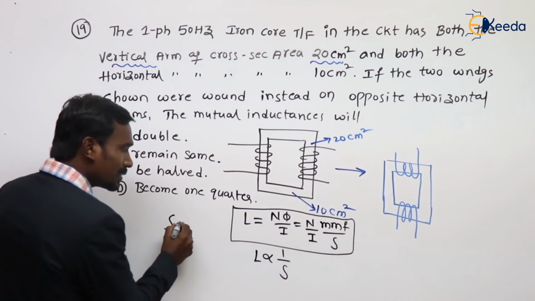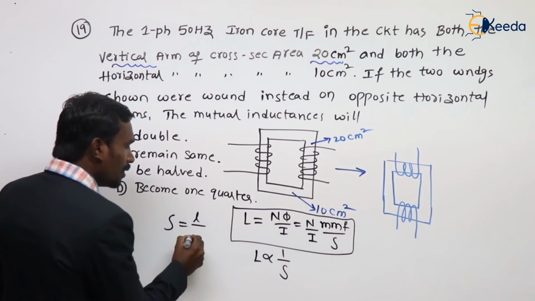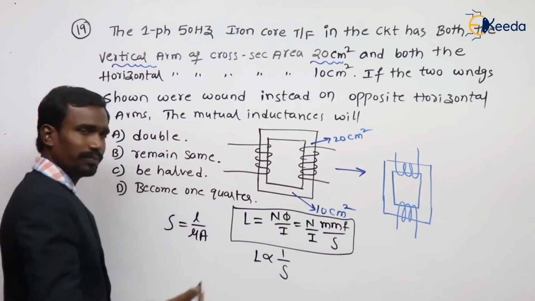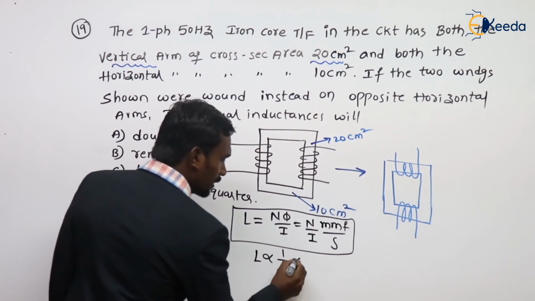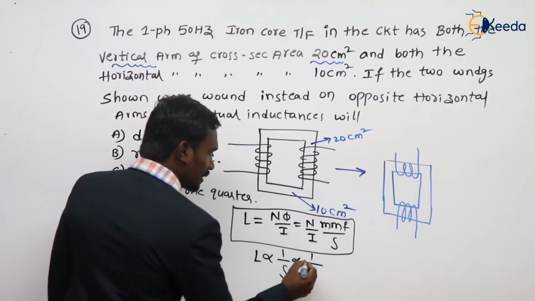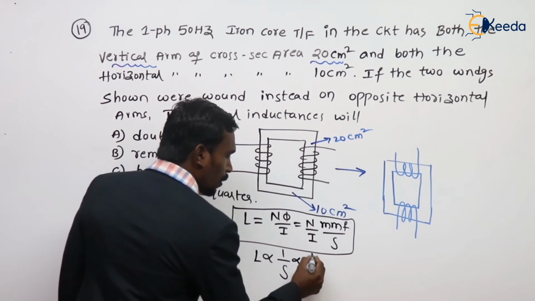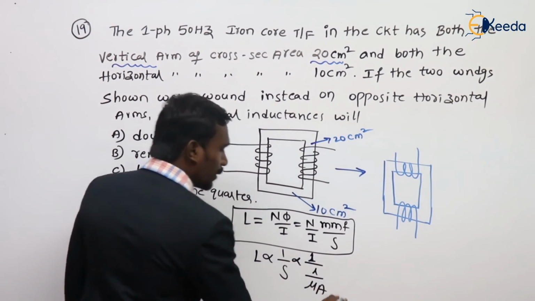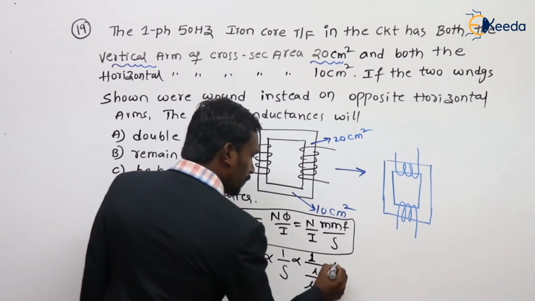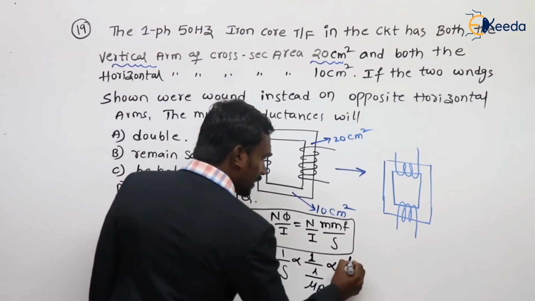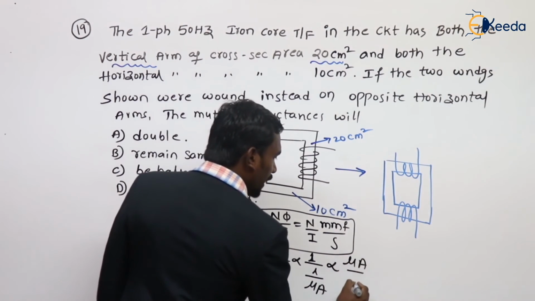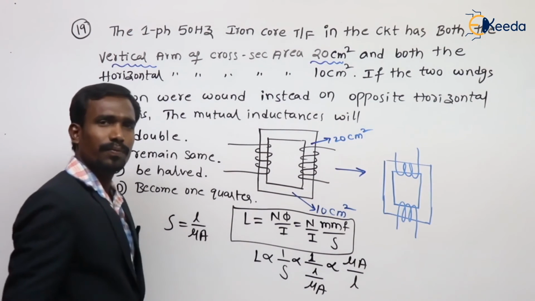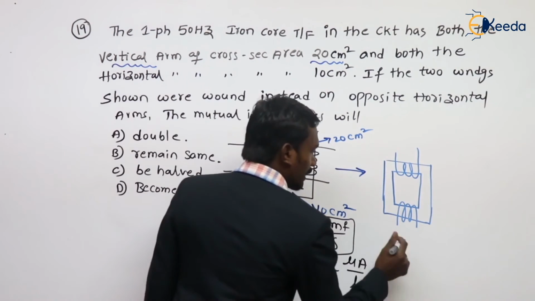Reluctance is equal to L by mu A. Nothing but the inductance is directly proportional to 1 by S, S nothing but L by mu A. Nothing but the inductance is directly proportional to mu A by L. What happens, sir? Here the conclusion.